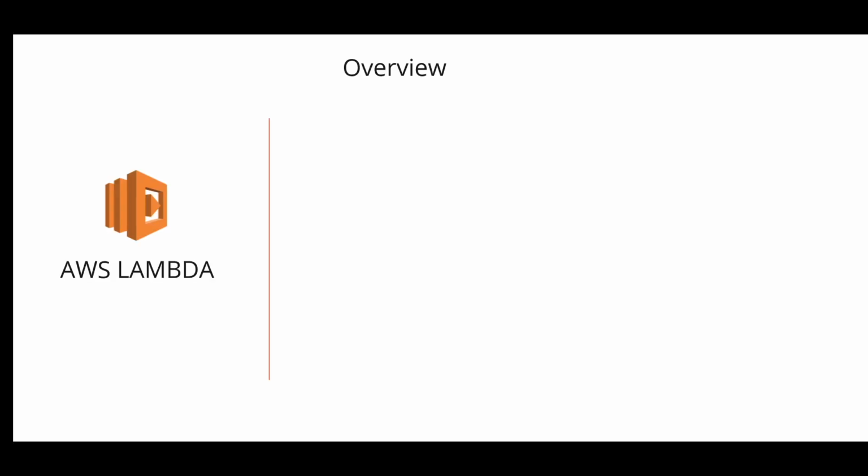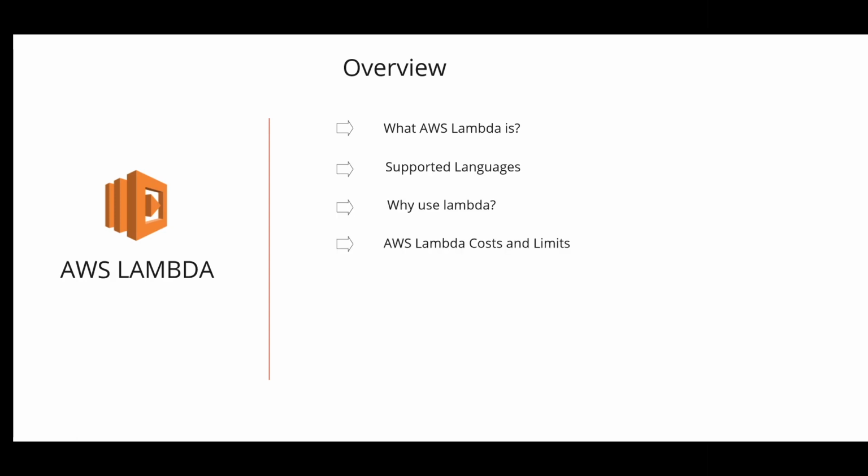So let's look at the overview. In this tutorial, we'll talk about what AWS Lambda is, supported languages, why to use the Lambda service, its costs and limitations. We'll talk about IAM roles and policies that you need to successfully create the Lambda workflow. And finally, we'll write our own Lambda function and deploy it in AWS. But first, let's talk about the Lambda service in detail.